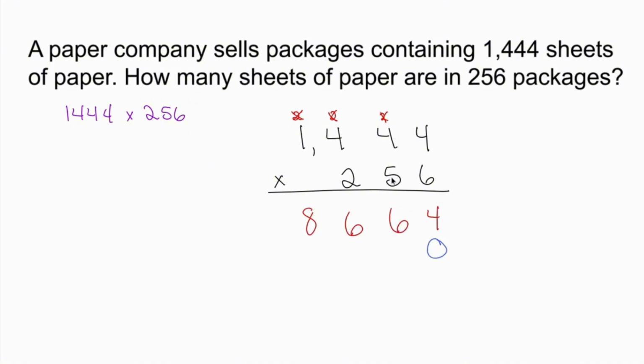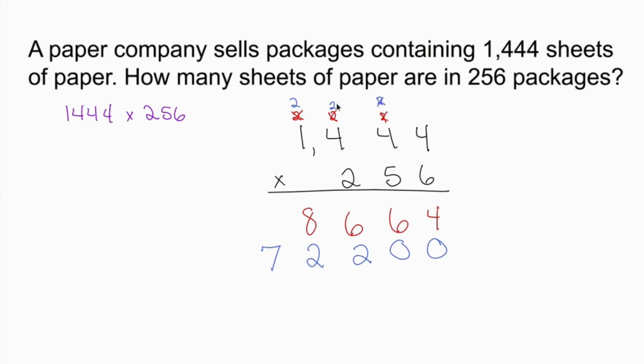So repeat the process. 5 times 4 is 20. Write out a 0, carry over a 2. 5 times 4 is 20. 20 plus 2 is 22. Write out your 2, carry over a 2. 5 times 4 is 20. 20 plus 2 is 22. So write out your 2, carry over a 2. 5 times 1 is 5. 5 plus 2 is 7. Write out your 7, and you're done with that row.